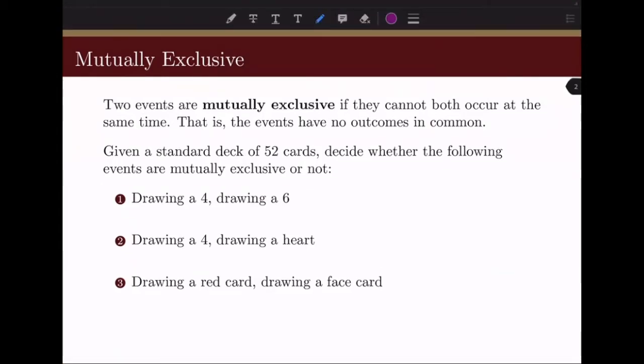First, drawing a 4, drawing a 6. If you're drawing a 4, you could draw the 4 of hearts, the 4 of diamonds, the 4 of spades, or the 4 of clubs. If you draw a 6, it could be the 6 of hearts, the 6 of diamonds, the 6 of spades, or the 6 of clubs. These two sets have nothing in common, so they are mutually exclusive.